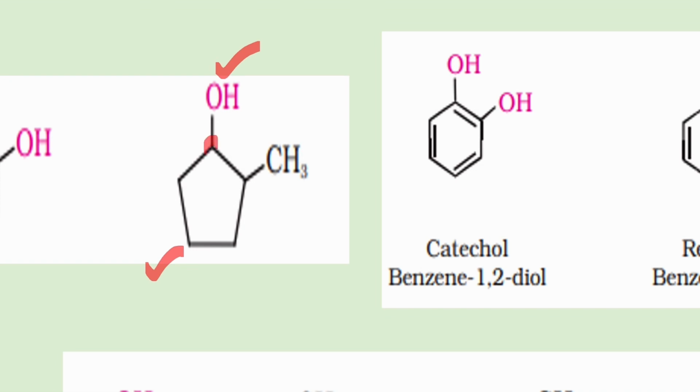So this carbon which is having OH is numbered 1. So this carbon will be numbered 2 where you have methyl. So the name becomes 2-methyl. On the second carbon you have methyl. So this is 2-methyl, and then cyclopentanol. Right.